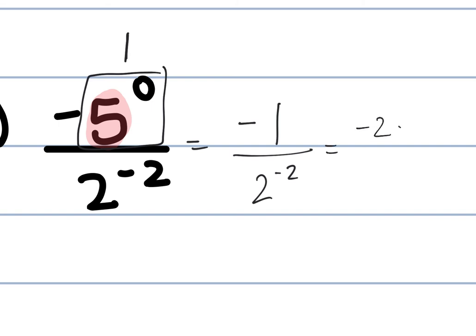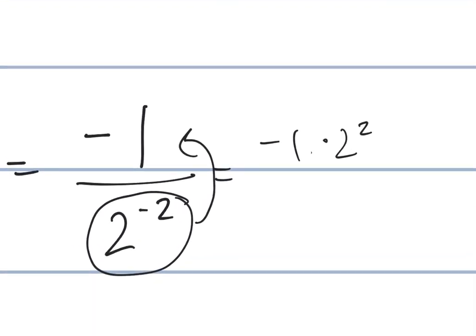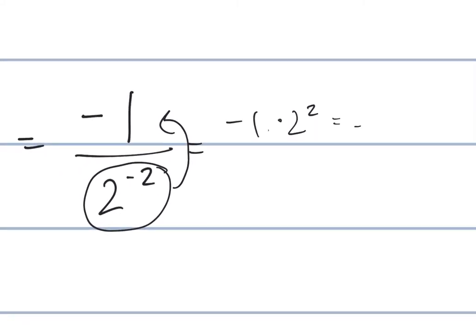Good. Negative 1 times this negative 2 means that we're going to move it to the numerator and change the sign of the exponent. I'm sorry, did I say negative 2? Whoops. Change that. This is going to be negative 1 times 2 to the second power. What's 2 to the second power, Nick? 4. Yep, so this is negative 1 times 4, which is negative 4.